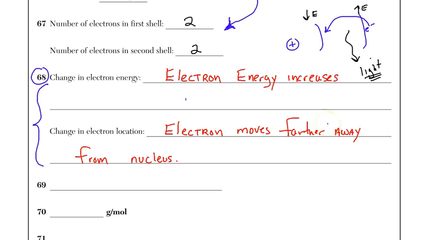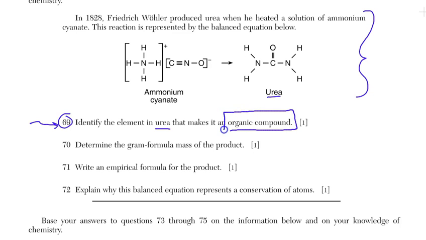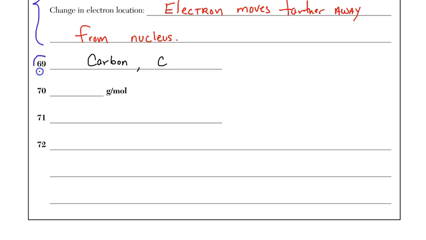So this question was looking at the reverse, when electrons jump away. Number 69. Okay, here's a blurb of information. Don't care. I'm going to go right to the question. Number 69, identify the element in urea. Oh, there's urea that makes an organic compound. Well, what makes an organic compound is carbon-based atoms. So this had nothing to do with the question. You need to know what makes an organic compound is the carbon chain. That's why Table P labels element names based on the carbon chain. So 69, carbon, write it out, or the element symbol works for me.